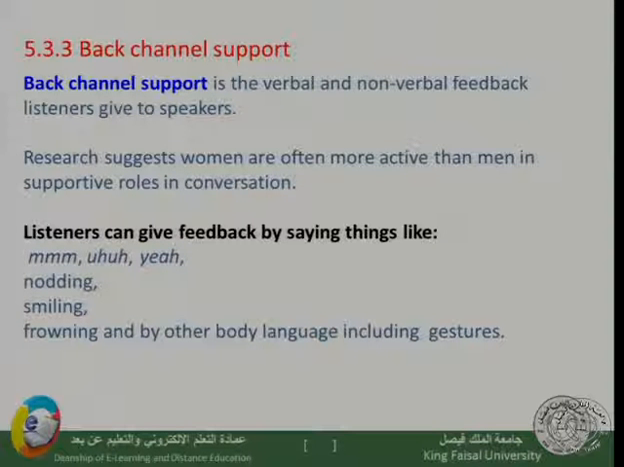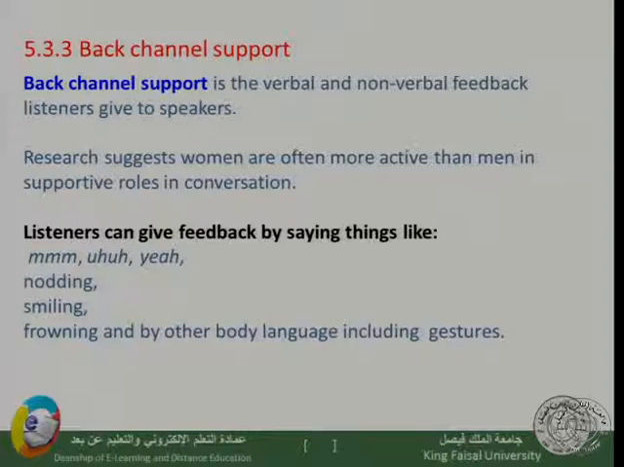So frowning and using other body language or facial expressions, smiling, frowning, or gestures that you give to the speaker by your eyes or your mouth, by smiling or frowning. So this is what we meant by back channel support.